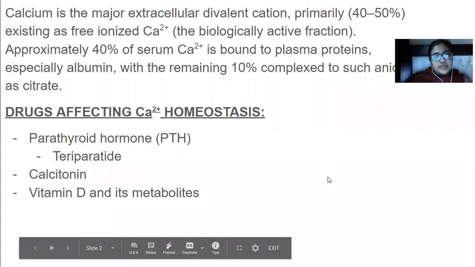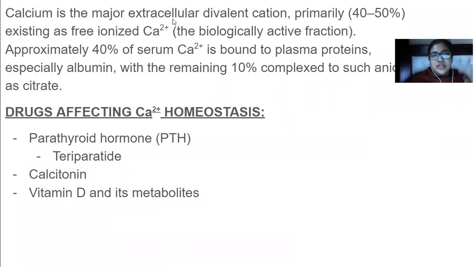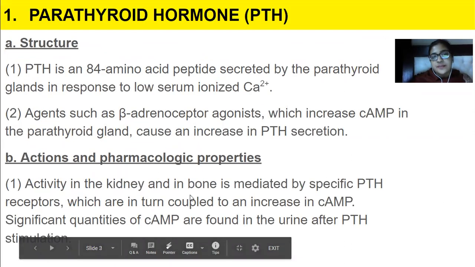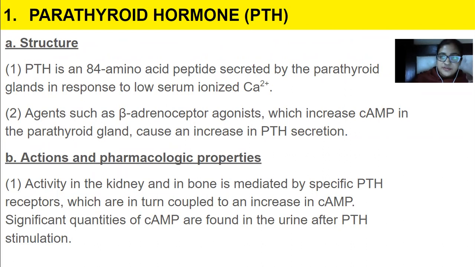Calcium is the major extracellular divalent cation, and 40 to 50% of it exists as free ionized calcium. Approximately 40% of serum calcium is bound to plasma protein, especially albumin, with the remaining 10% complexed to anions such as citrate. The drugs affecting calcium homeostasis you need to memorize by heart: parathyroid hormone, teriparatide, calcitonin, and vitamin D and its metabolites, in controlling the amount of calcium in the body.